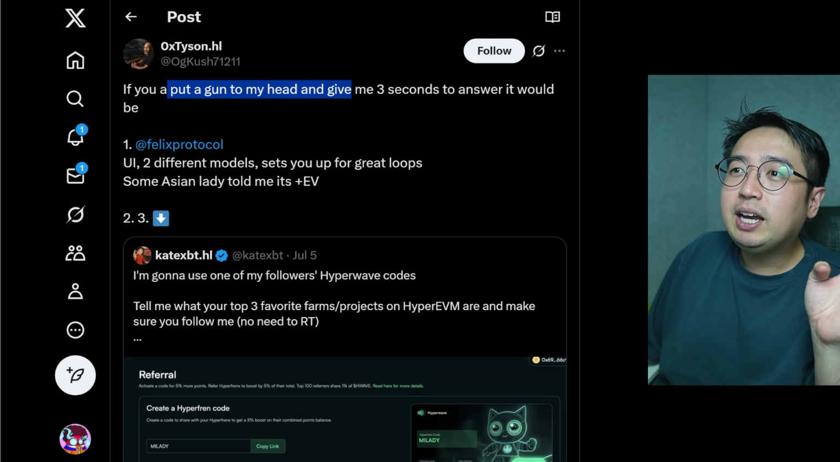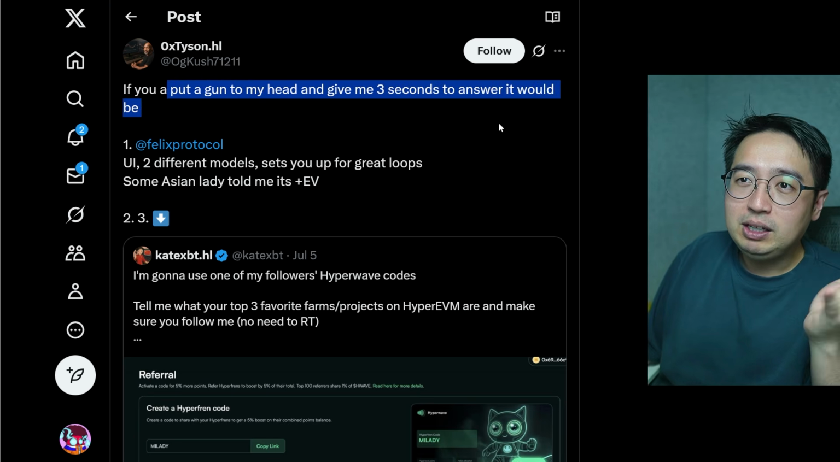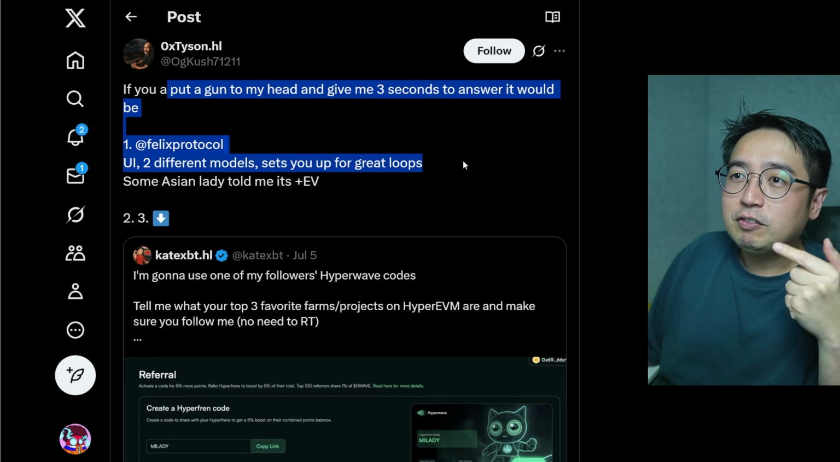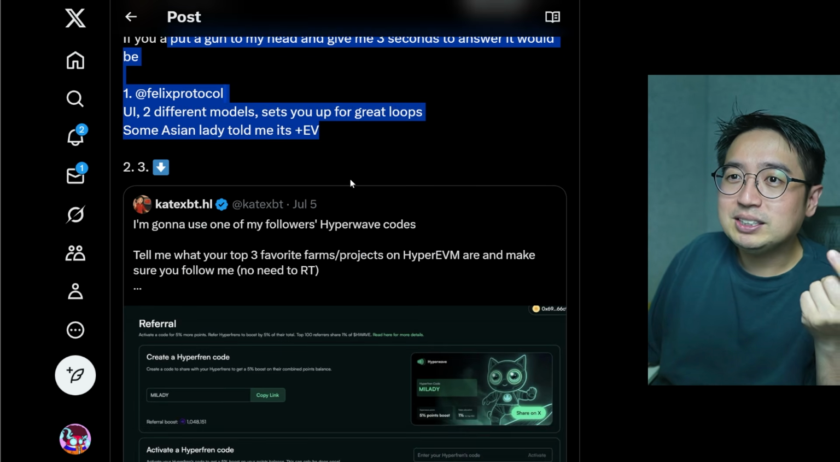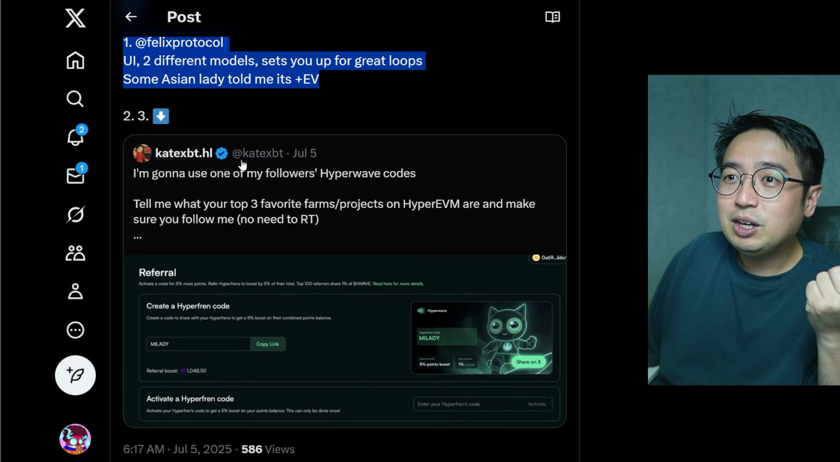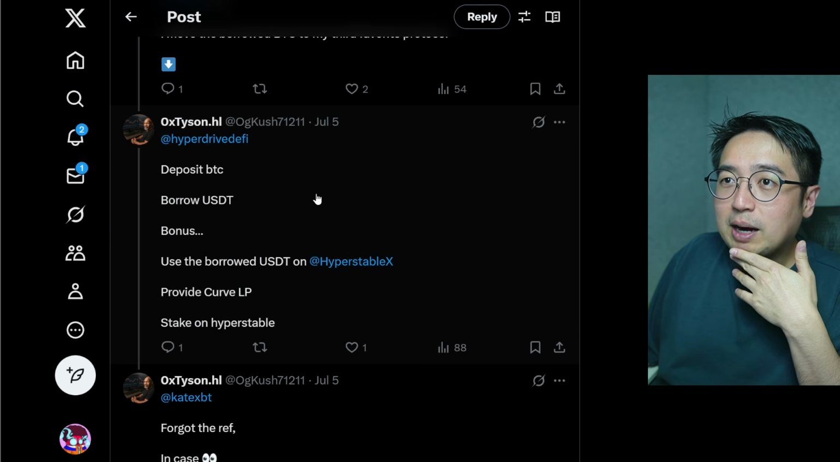So if you put it into my head, give me 3 seconds to answer, it would be Felix Protocol. 2 different models sets you up for great loops. Some Asian lady told me it's plus EV. The second one would be Hyperwave, Hyperdrive.